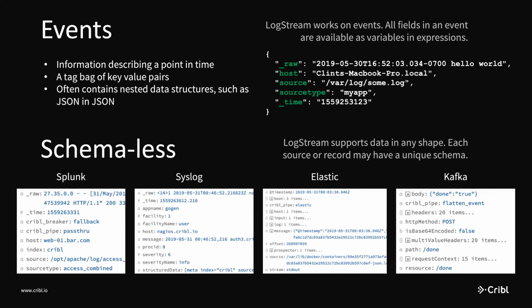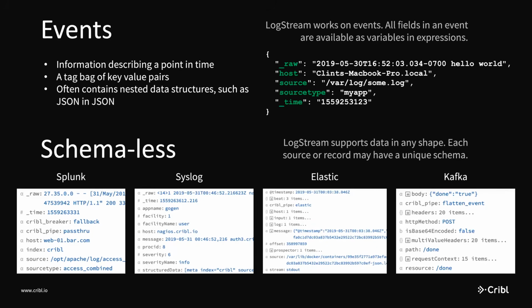We work on events. At the time in which data comes into Cribl LogStream, everything's an event. A metric is an event. It comes in, it has a metric name and a value. A log is an event. An event may come out of a variety of different places, but it describes a point in time. So at a point in time, this set of key value pairs describes something that I want to work on.